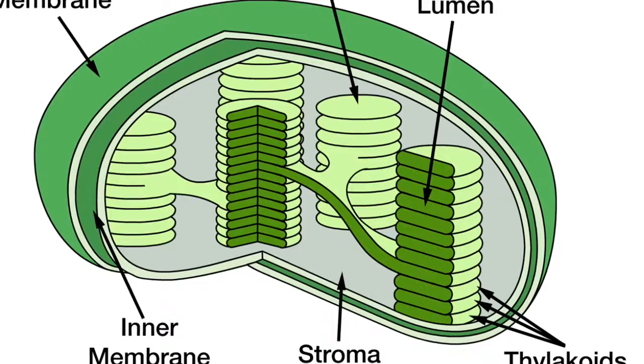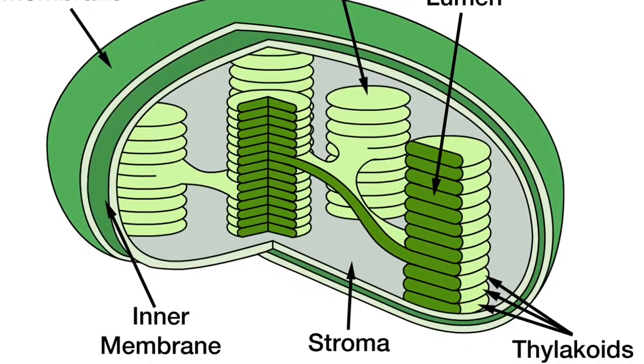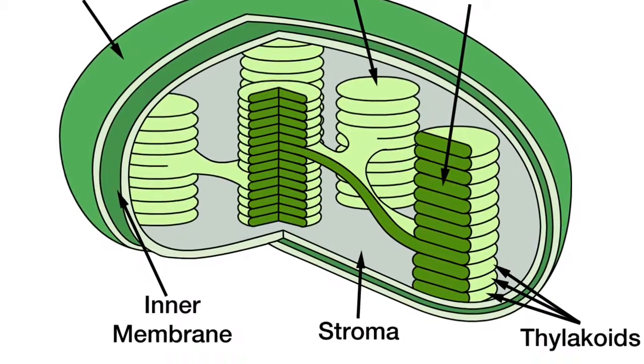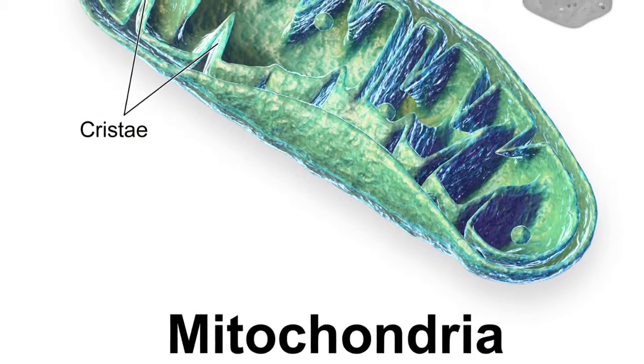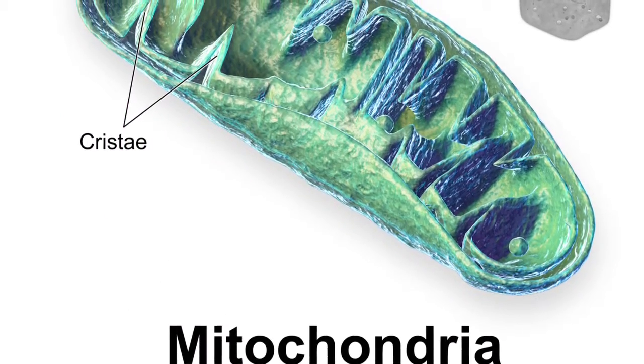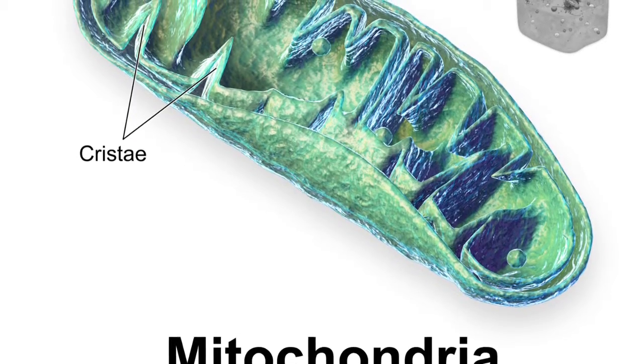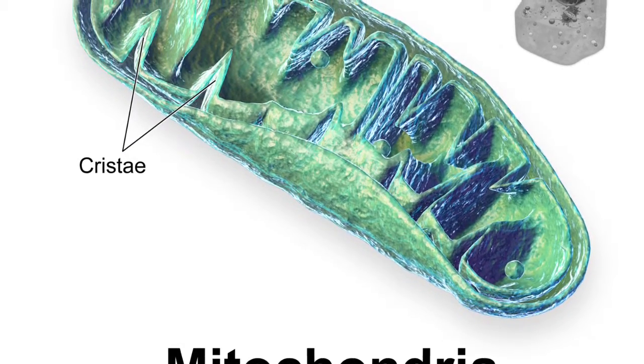Chloroplasts are found in plant cells. They contain green pigment. This is where photosynthesis takes place. Mitochondria break down food in the cell. It releases energy for the cell to use. It is the powerhouse of the cell.